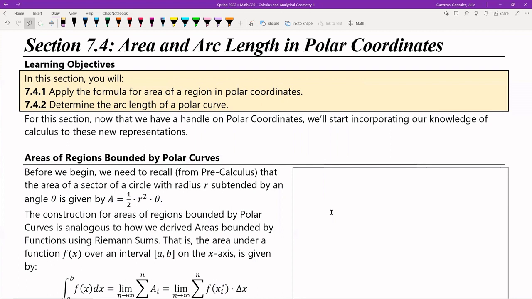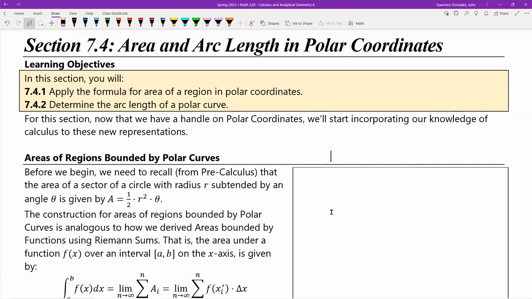Hello everyone, this is the lecture for section 7.4, area and arc length in polar coordinates. In section 7.3, we just learned how polar coordinates work. Just like we did with parametric, we learned how parametric coordinates work, and then we hit it with some calculus. The same thing is happening for 7.4, but this time with polar coordinates.